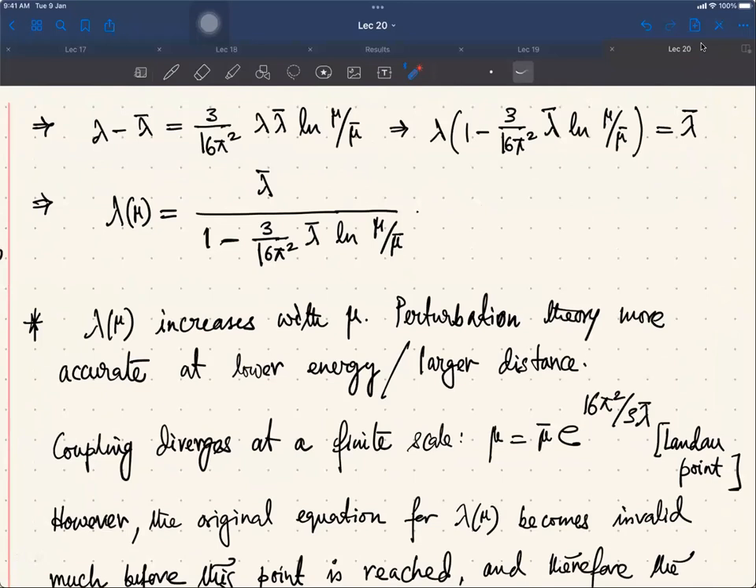So here also you can flip the signs of all the lambdas. Lambda bar becomes minus lambda bar, this becomes minus lambda, and this becomes plus, and then you have the same equation with this as the plus sign. In that case, what it would mean is that with increasing scale, lambda is lowering, becoming weaker. So the coupling reduces and the perturbation theory gets better at higher energies. In fact, the theory becomes completely free as mu goes to infinity.